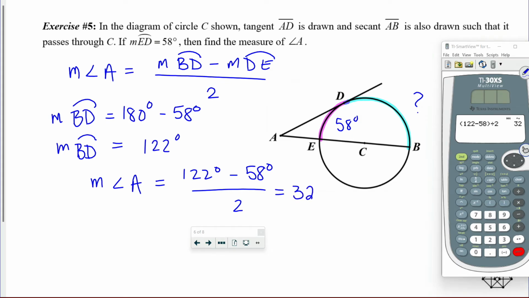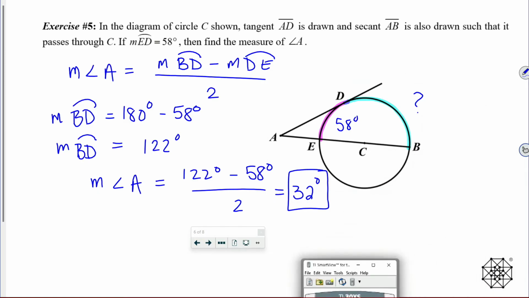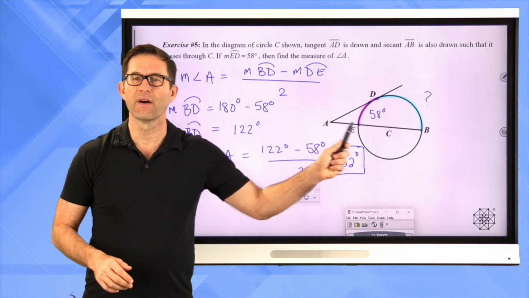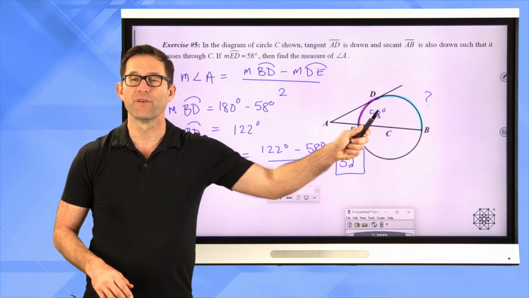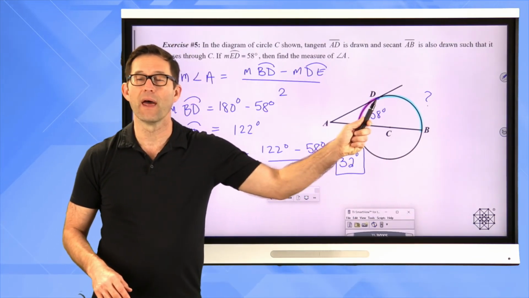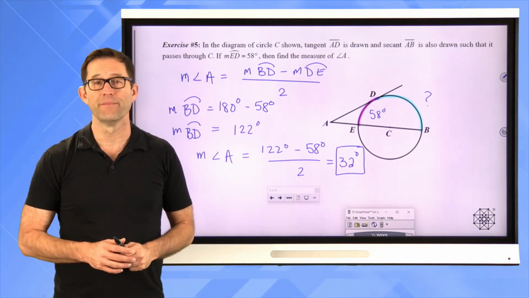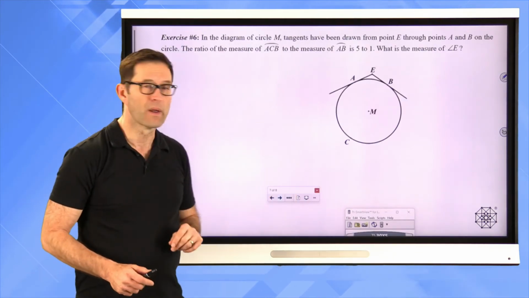Okay. So a little bit more work there, right? We had to recognize the fact that we had a diameter in order to take one of the arcs that we were given and produce the other arc that we needed in order to solve this problem. Let's do one last one.